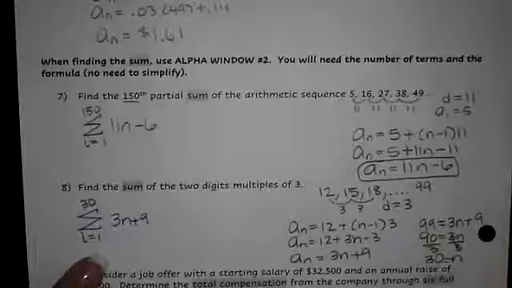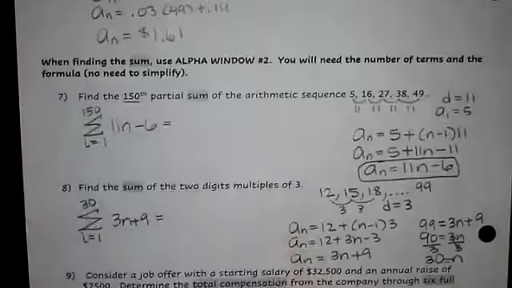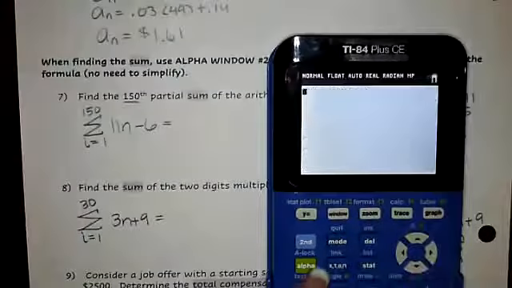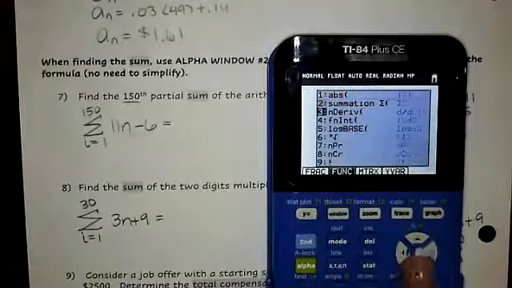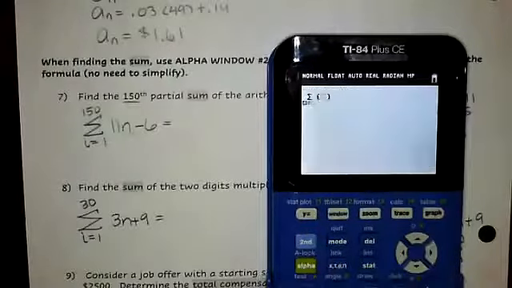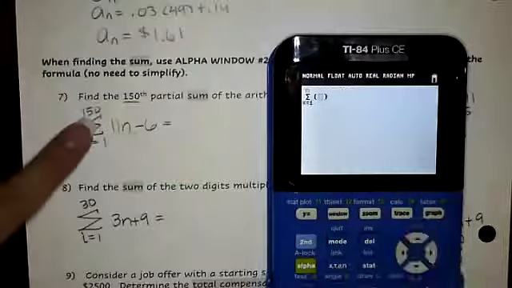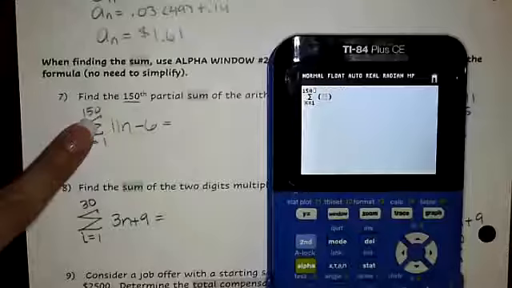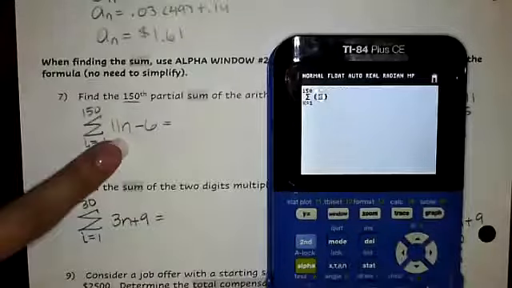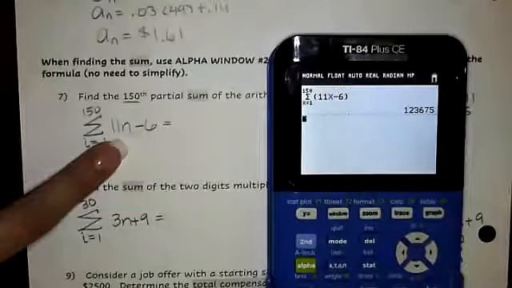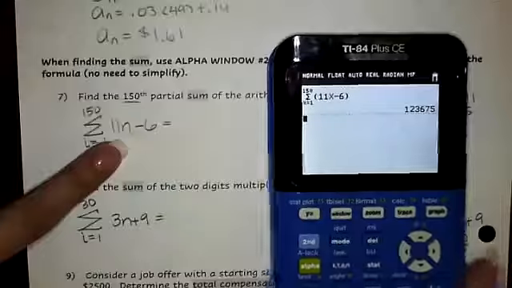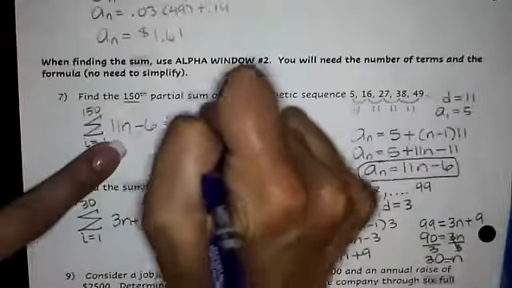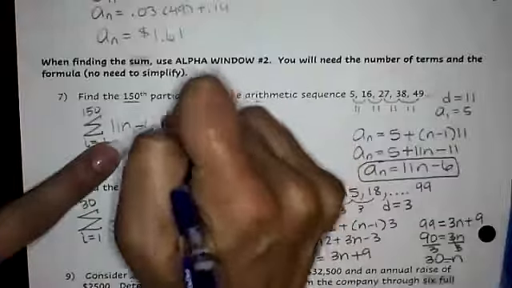Just as a quick reminder to put this in the calculator because we did not find the actual value of that sum. We just wrote the sum. You can go to your calculator. Alpha window takes you to summation. You go up to the top and put your final, what partial sum you want, and then you put in your formula. And so that's 123,675.